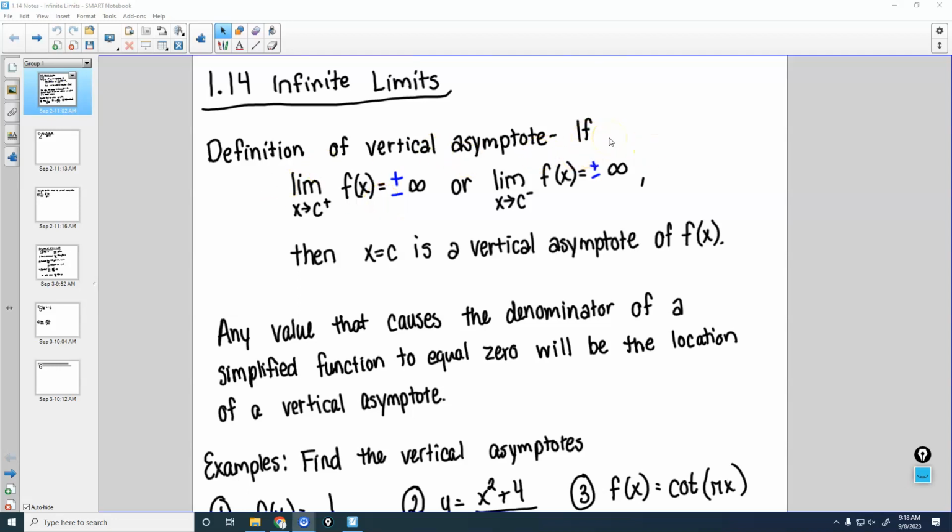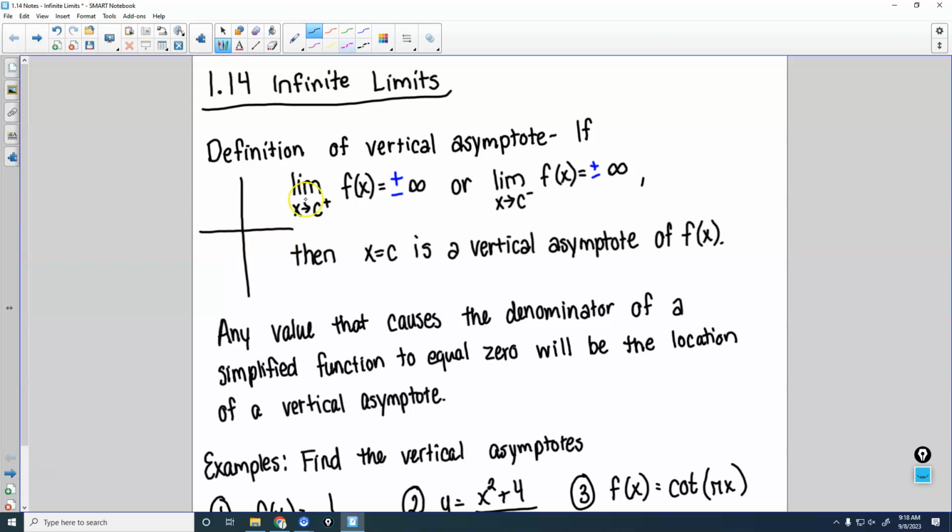This is a definition of vertical asymptotes you really haven't seen before because you haven't known about limits before. So at a vertical asymptote, if the limit as x approaches c from the right of f of x equals positive or negative infinity, or the limit as x approaches c from the left of f of x equals positive or negative infinity, then x equals c is a vertical asymptote. So if we sketch a little graph right here of what that looks like.